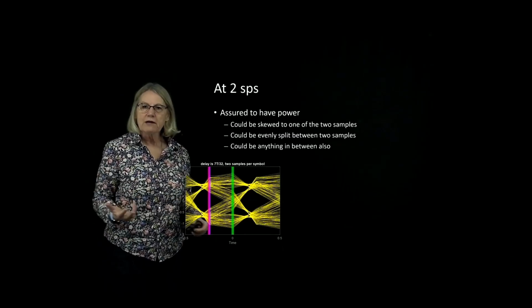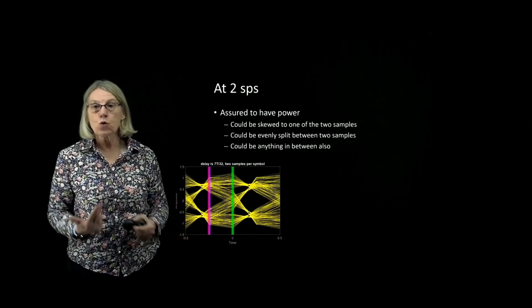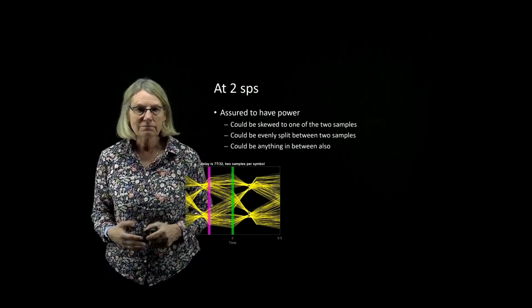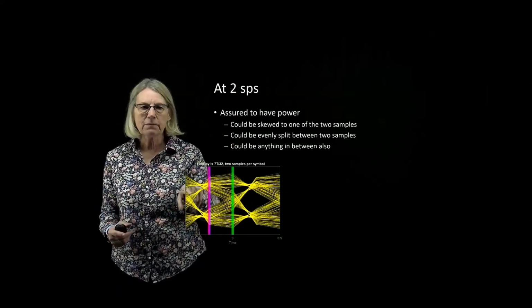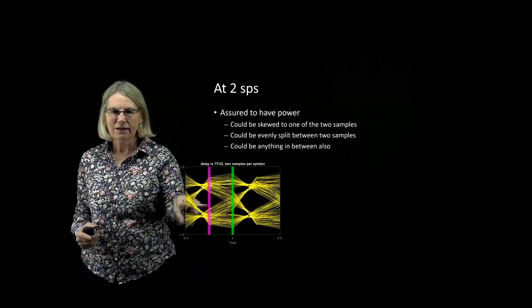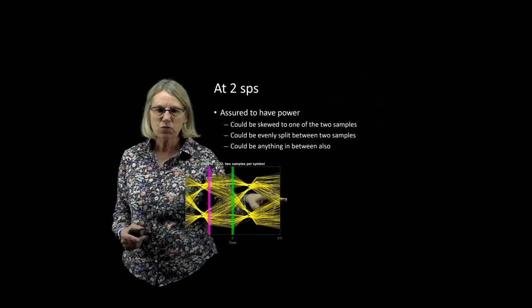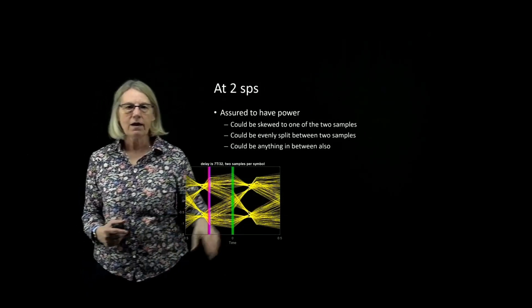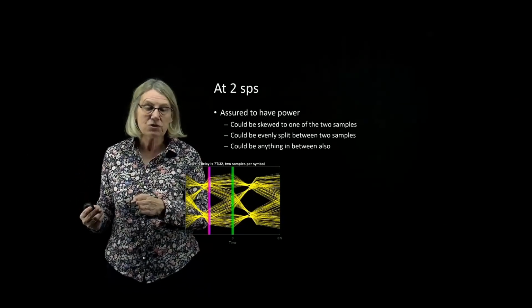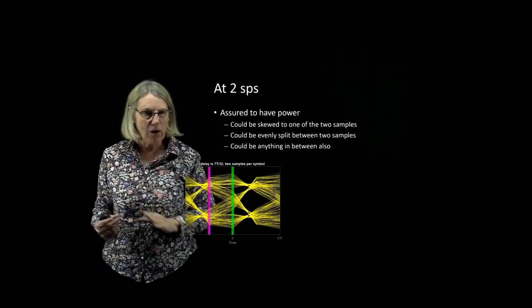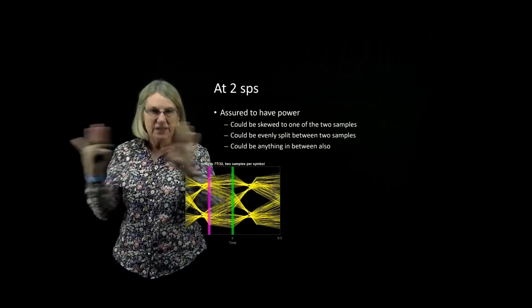So what's nice about 2 samples per symbol is that if it's really a 1, I am assured to get some power in 1. I'm not going to be transiting in between the +1 and -1 and hovering at the 0 power, which I could get unlucky and be exactly at the transition point instead of being at the maximal eye opening. But if I have 2 samples per symbol, that's not going to happen.